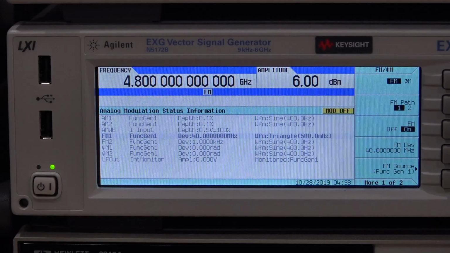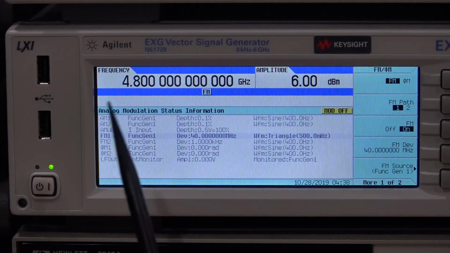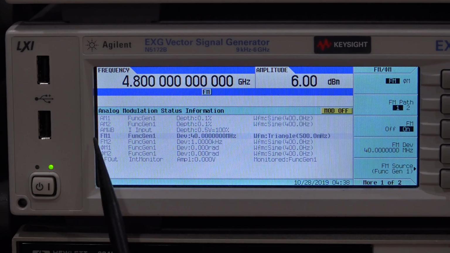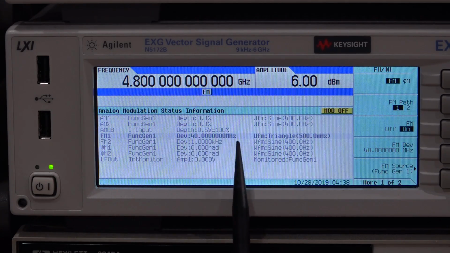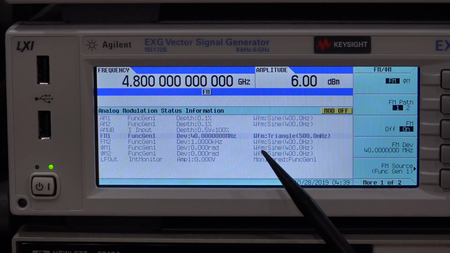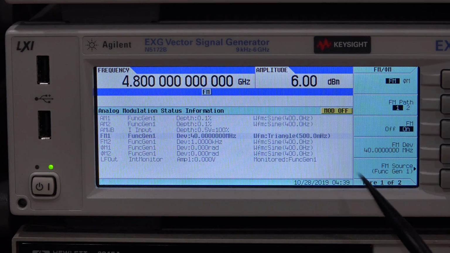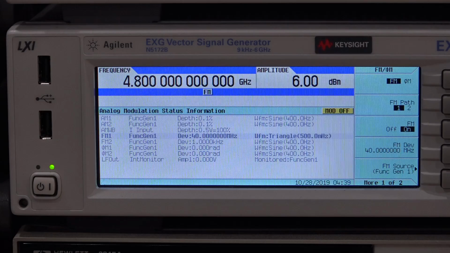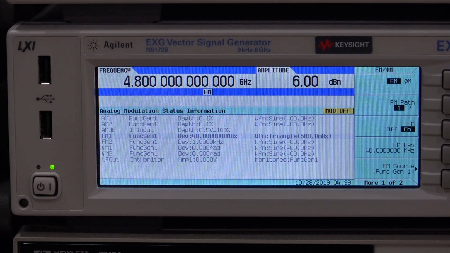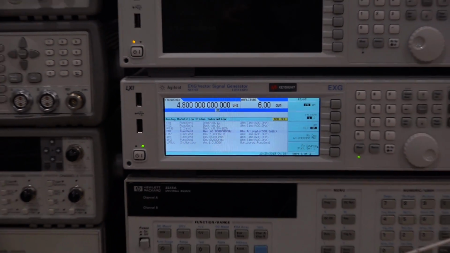Okay, so here's my FM source. You can see that the reference is at 4.8 gigahertz, 6 dBm, and I do have one FM source active. The deviation is 40 megahertz, which means that this signal is going to go up and down 40 megahertz in total around the 4.8 gigahertz carrier. And it's a triangular FM modulation with a frequency of 500 millihertz. So it's really, really slow. This allows us to follow that waveform directly from the VCO tuning voltage and making sure we are definitely inside the PLL bandwidth. So that's going to be an interesting thing to try out.